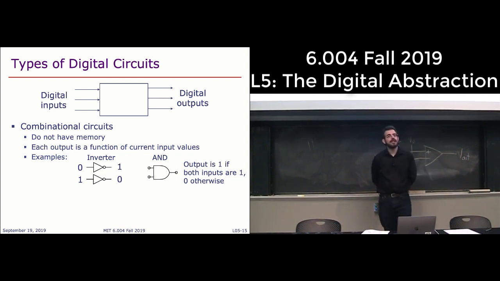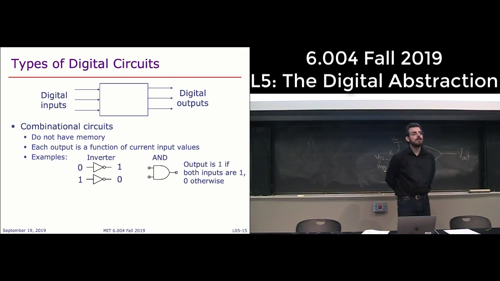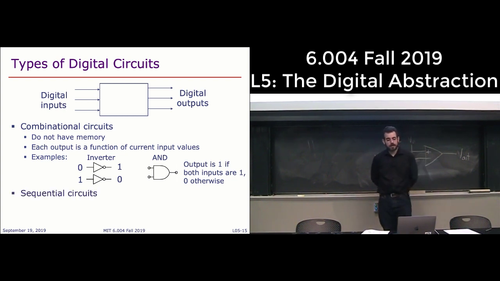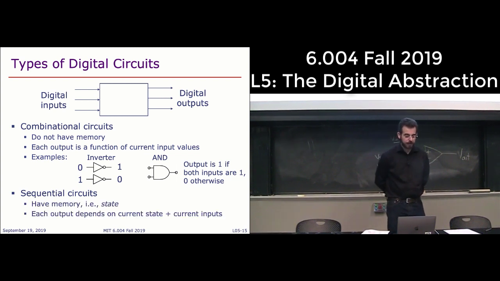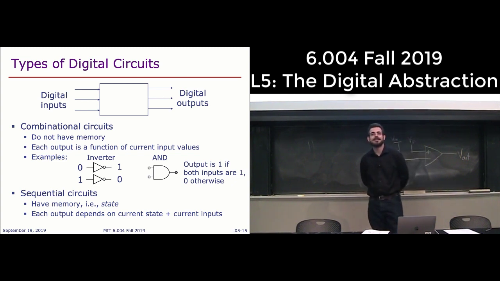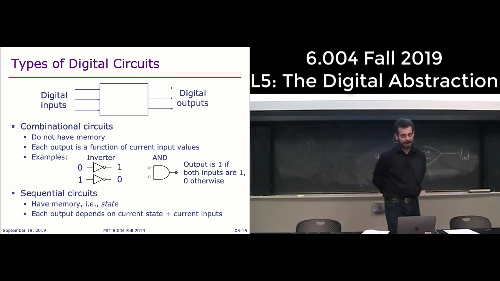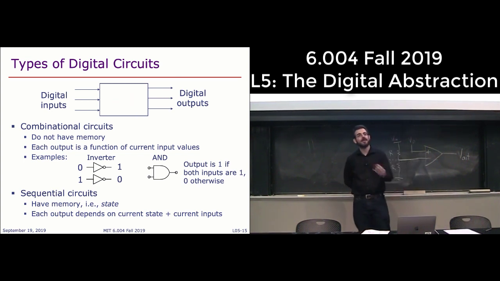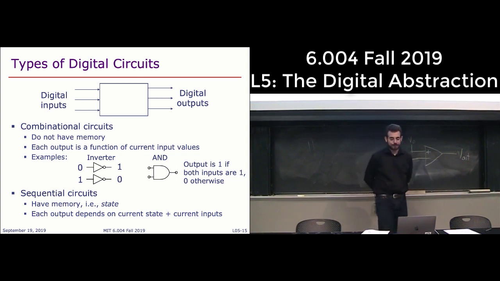In the next few lectures we'll do a deep dive into combinational circuits. But we'll build towards a more general class of circuits that we call sequential circuits. The difference between combinational and sequential circuits is that sequential circuits have memory. We call this state. Sequential circuits have some bits inside this box, and these bits are, in general, affecting the particular values of the outputs.